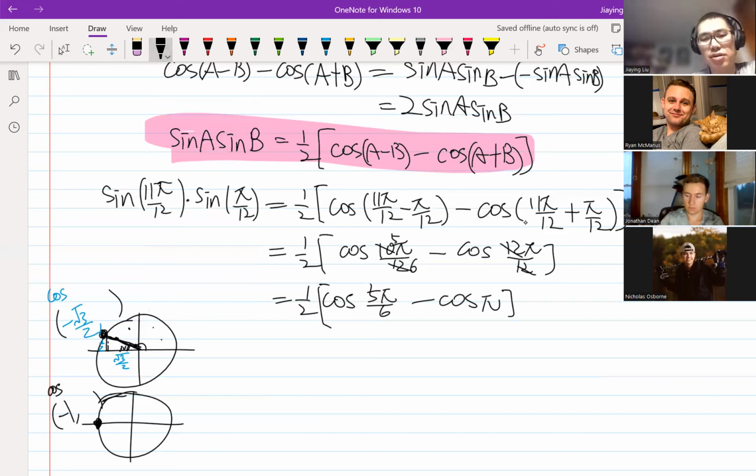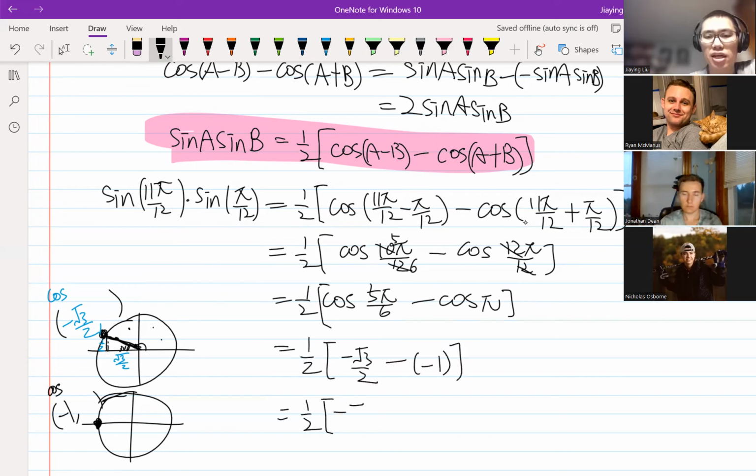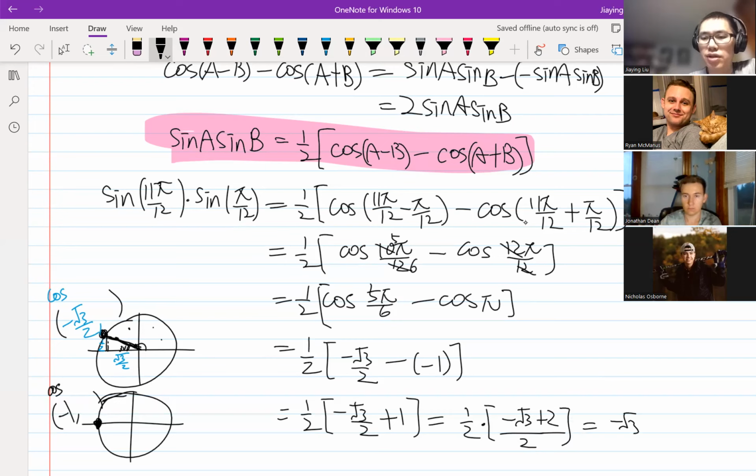So I'm going to plug them in. So I got 1/2 cosine 5 pi over 6 is negative √3 over 2, minus cosine pi is minus -1. So I get 1/2 times negative √3 over 2 plus 1. If you want, you should simplify this. So that's going to be 1/2 times negative √3 over 2 plus 2 over 2, which is 2 in the numerator. So we get negative √3 plus 2 over 4 at the end.